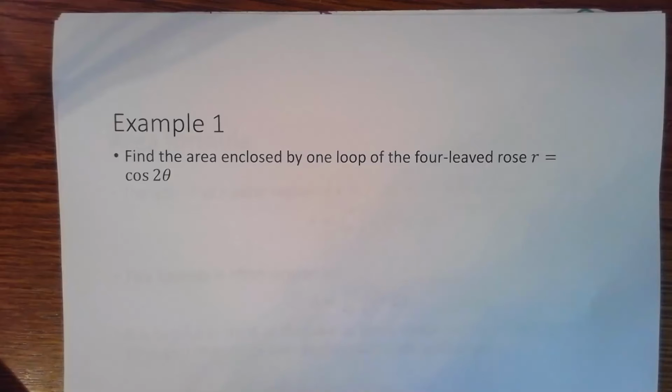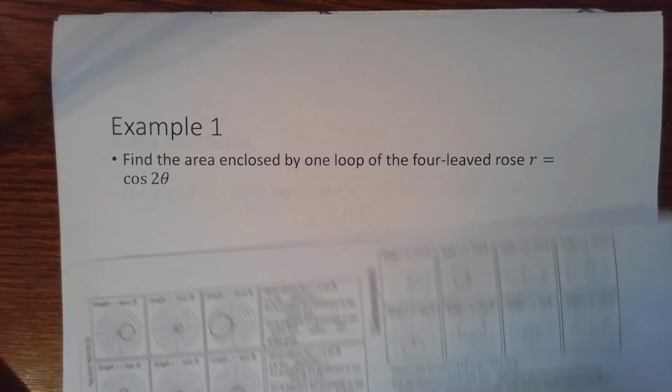So you might want to pull out your helpful representative sheet of polar curves. I know that it's r equals cosine of 2 theta. Here are the ones down here. We know it's a rose, they already told us that. So these are the cosine ones. Okay, so cosine 2 theta.